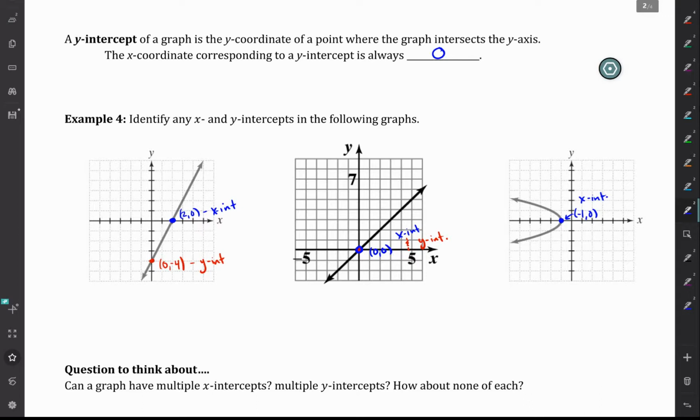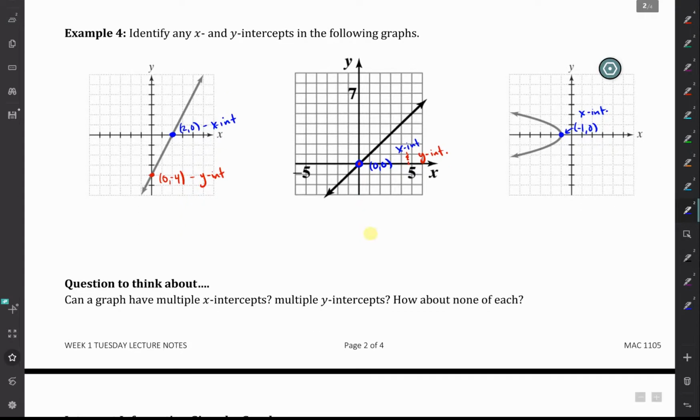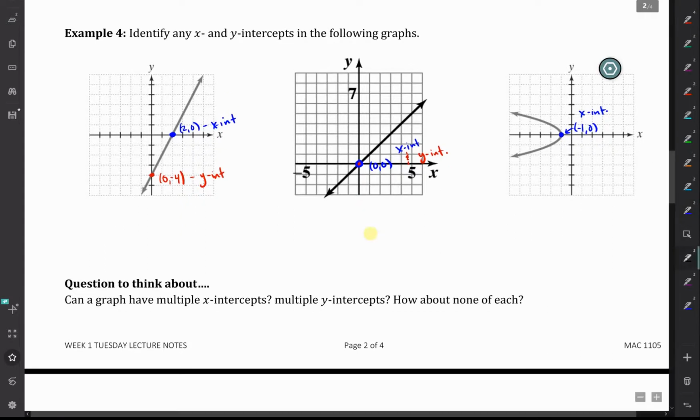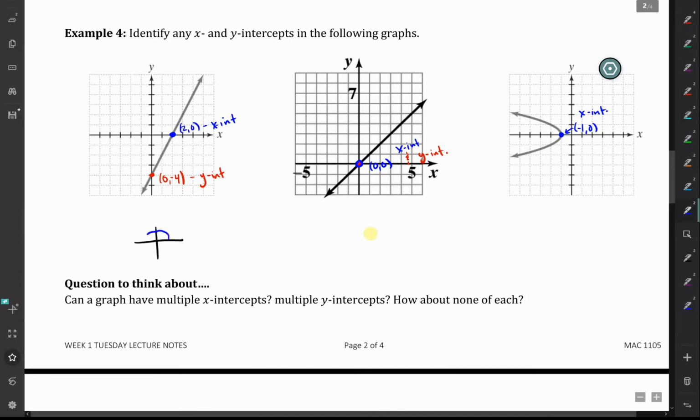And then the last question is, can you think of a graph that may have multiple x-intercepts or multiple y-intercepts or none of each? An example of a graph that would have multiple x-intercepts and y-intercepts might be something like the graph of a circle, where the circle could have more than one y-intercept and it could have more than one x-intercept.